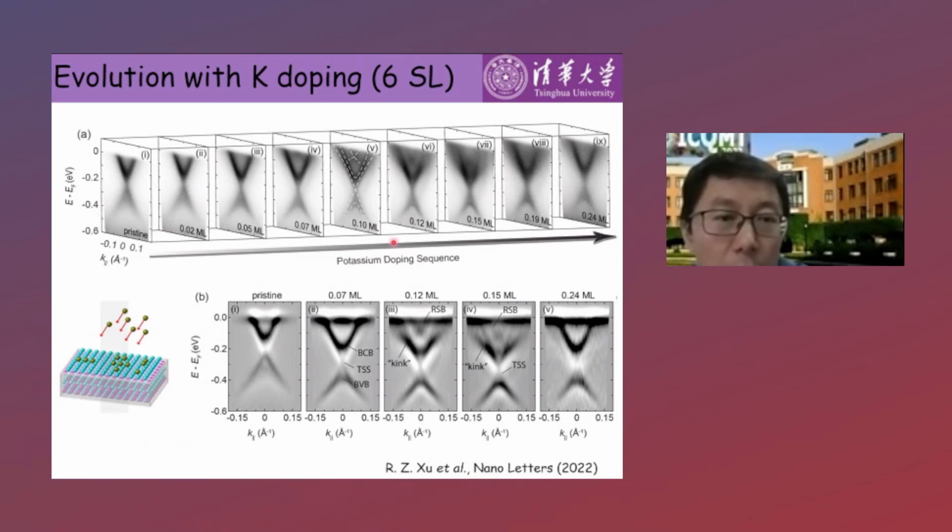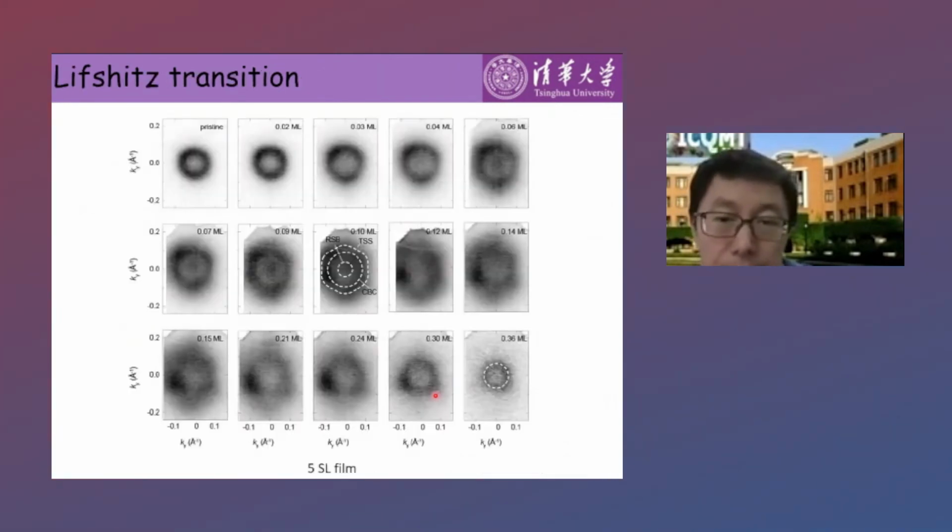Interestingly, near 0.1 monolayer coverage, the surface state seems to separate from the bulk states. And the kink-like structure emerges in the surface state, which can be better seen from the second derivative spectrum. This spectrum looks very similar to the spectrum in a bulk sample. The interesting evolution of the band structure induces a Lifshitz transition, a change of the Fermi surface topology from a single circle to 3 circles here, and finally to 1 circle again.